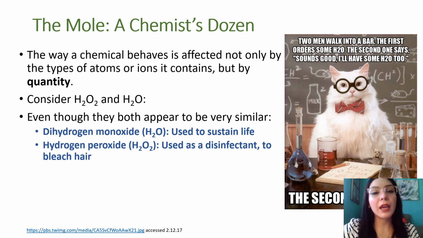Think about H2O2 and H2O. H2O2 is hydrogen peroxide, and H2O is water. One of them, if you drink enough of it, something will happen in your body, like organ failure, or you can die. And water obviously is the basis of life. So even though they're so similar in terms of their formula, they're just off by 1 oxygen, they are very different. I think this is a good example to show you how quantity can affect properties as well.